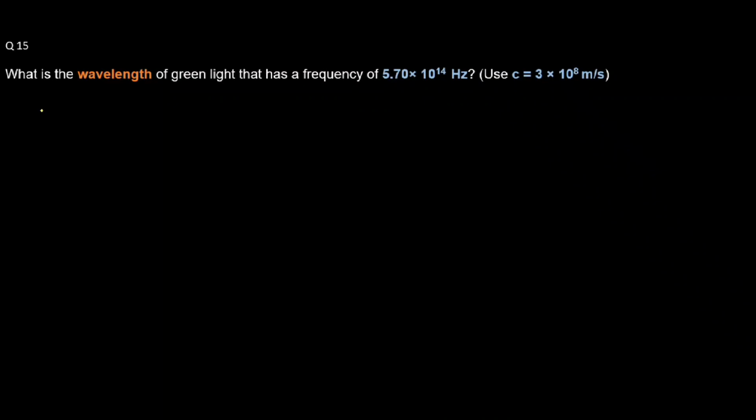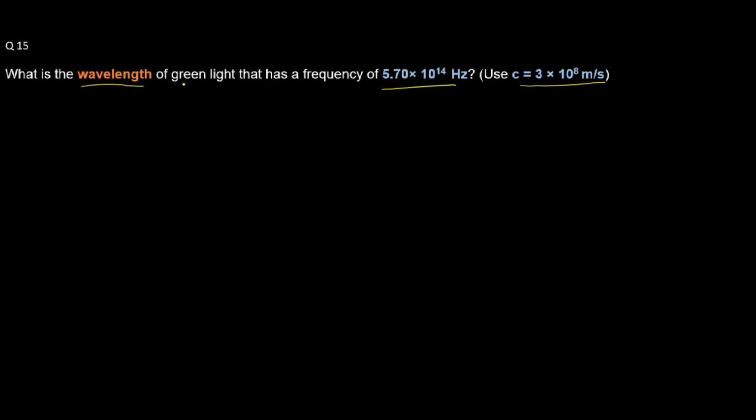In this video, we are going to discuss how to calculate the wavelength and frequency of an electromagnetic wave. The question says, what is the wavelength of green light that has a frequency of 5.70 times 10 to the power 14 Hertz? And they have said use c equals 3 times 10 to the power 8 meter per second.